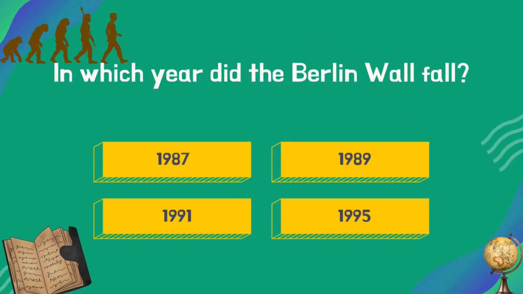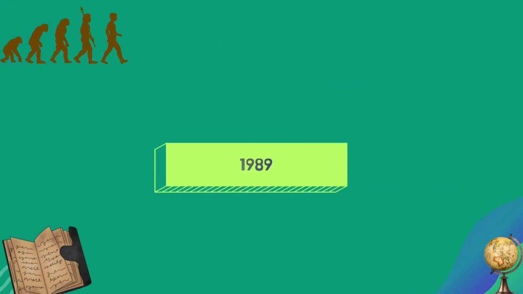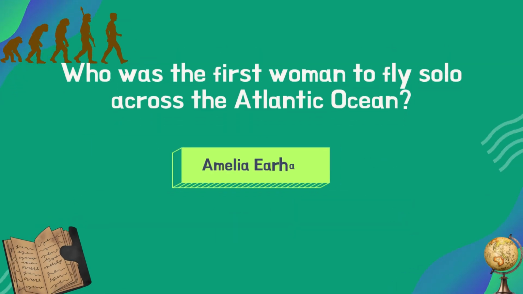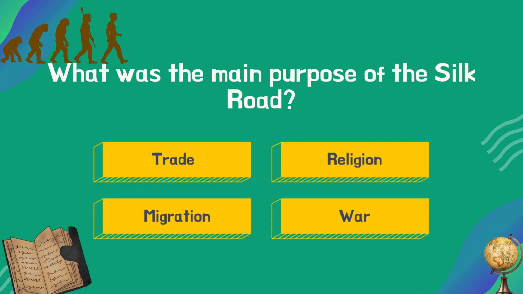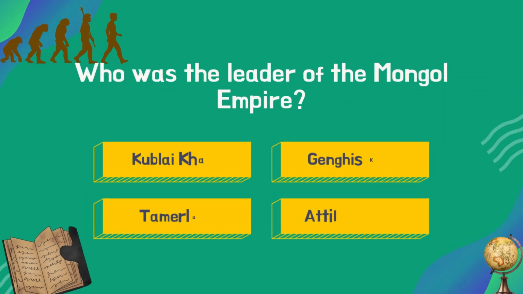In which year did the Berlin Wall fall? Who was the first woman to fly solo across the Atlantic Ocean? What was the main purpose of the Silk Road? Who was the leader of the Mongol Empire?